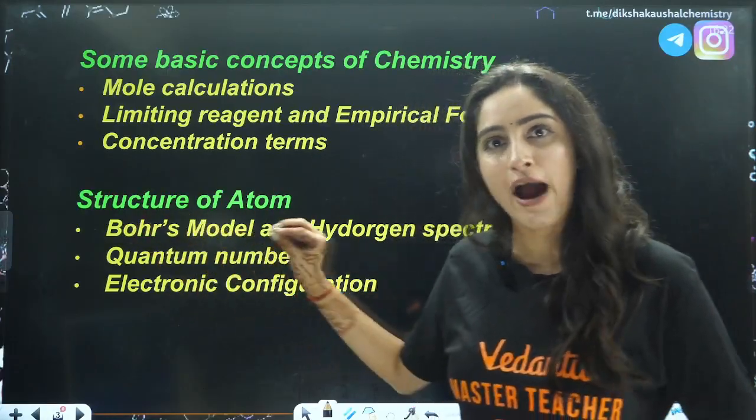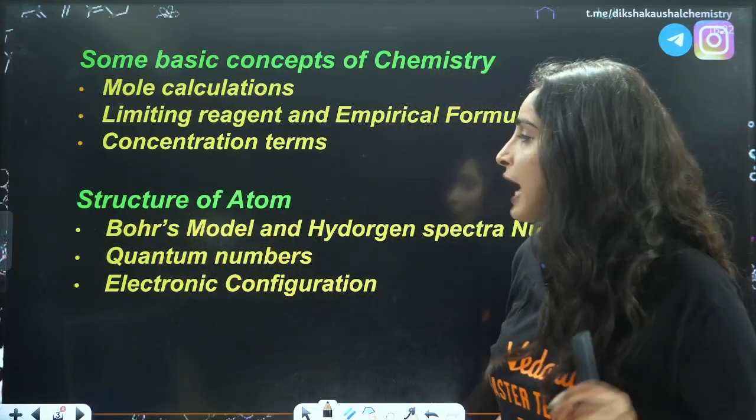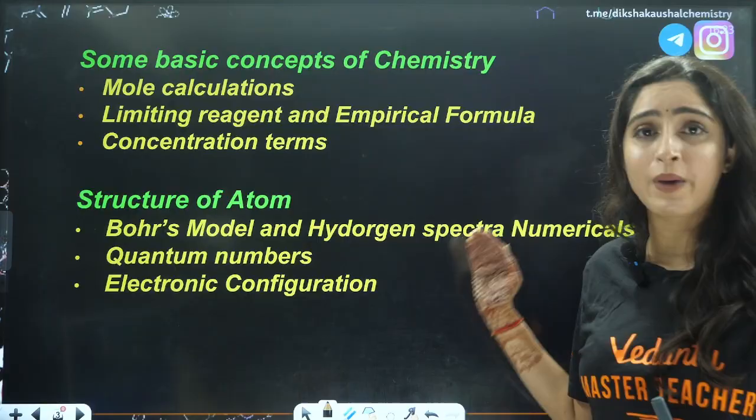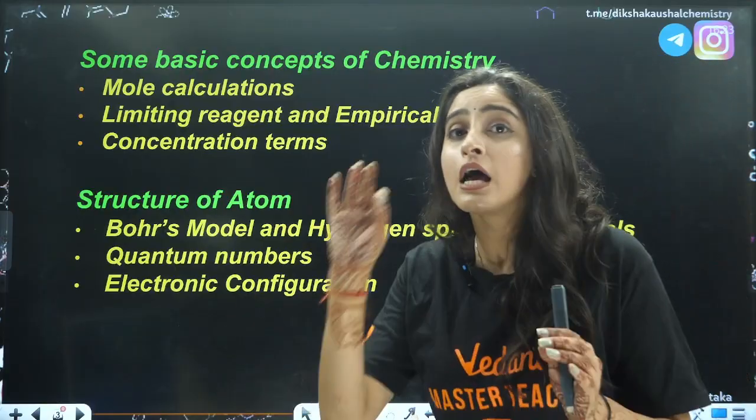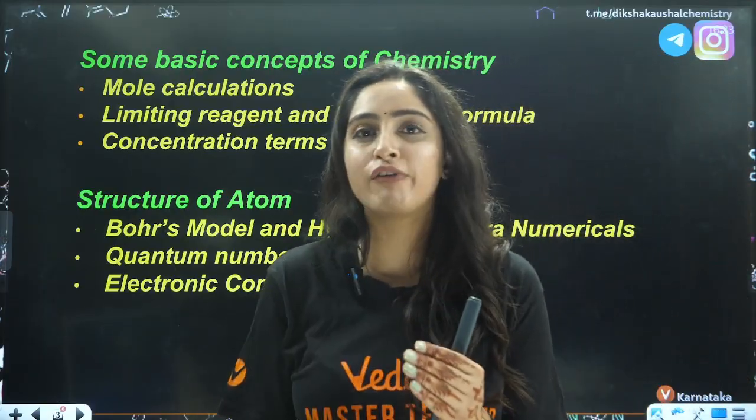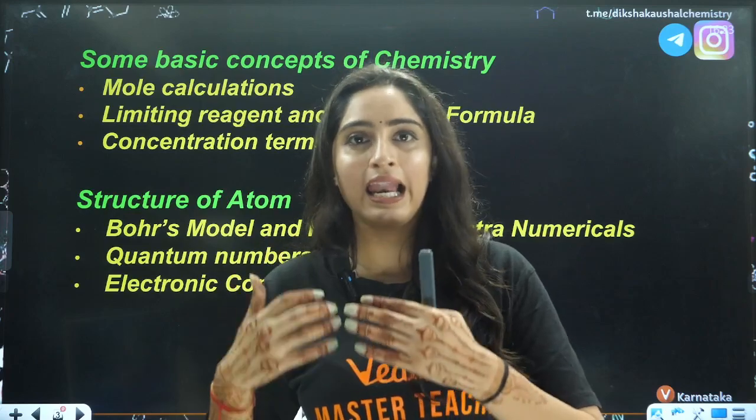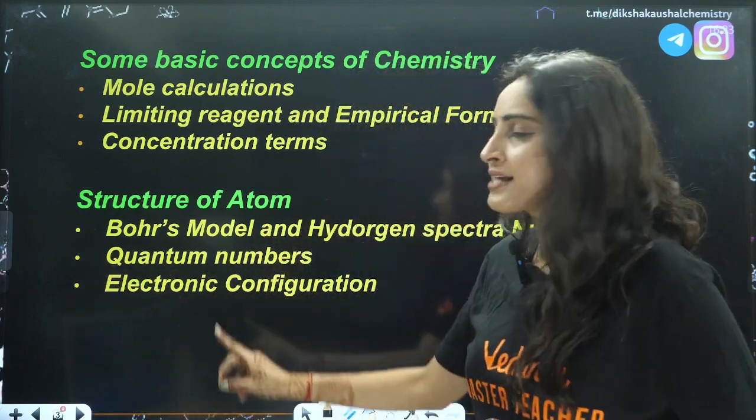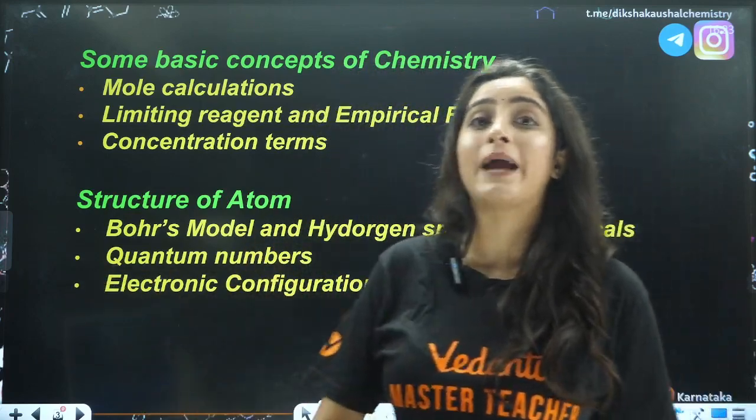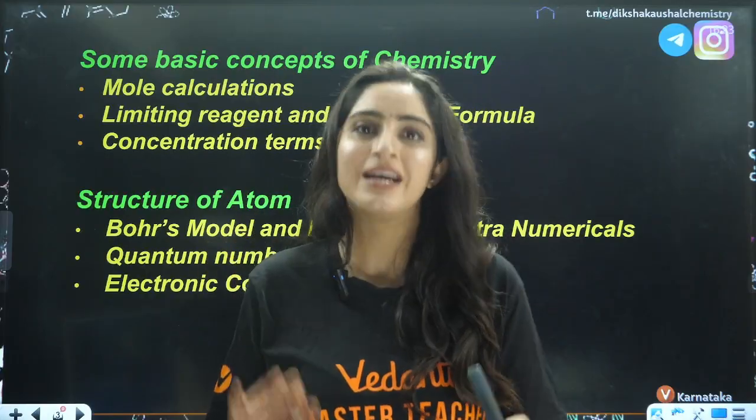Second is structure of atom. Direct formula based question can be asked from Bohr model and hydrogen spectrum formulas. Next is quantum numbers to identify how many n, l, m or s, that can be asked. Next is electronic configuration that will be applied throughout your chemistry, right?